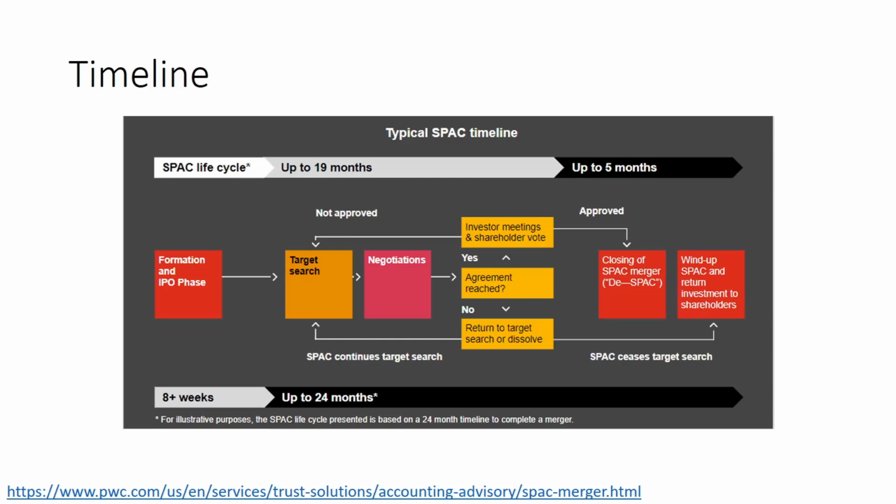If they are not able to reach an agreement, then they continue the target search, or if it's not successful, then they can give back the initial investments to the investors and close down the operations. So we can see that at the beginning they are looking for the target, but after that it has to be sped up.